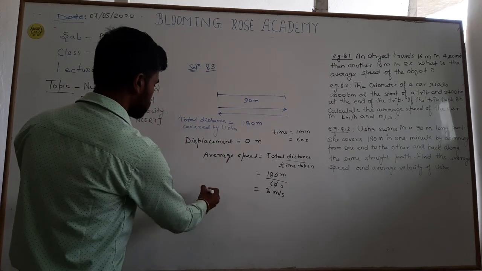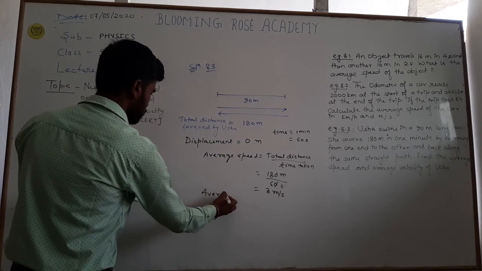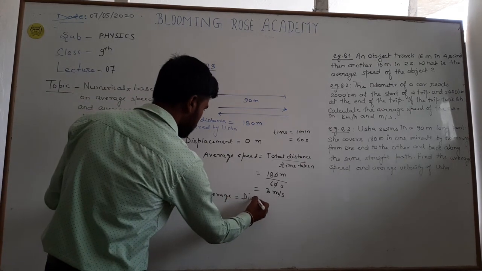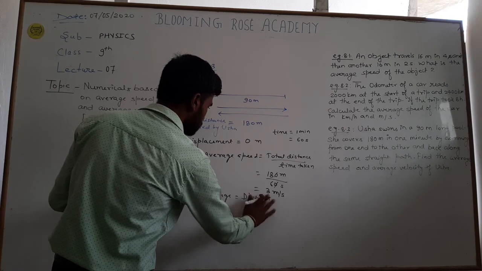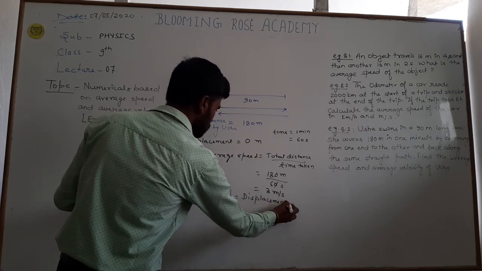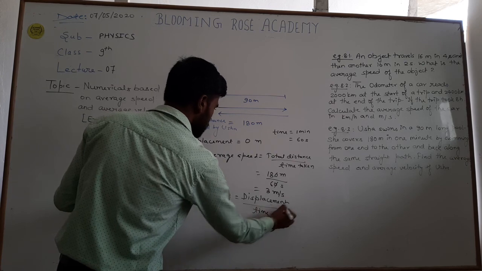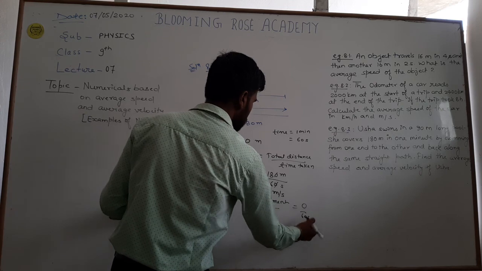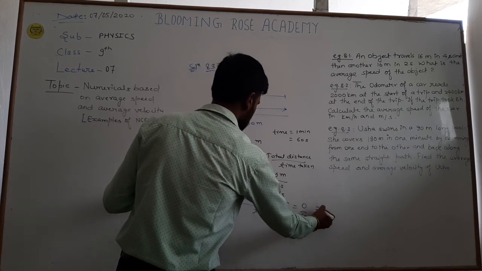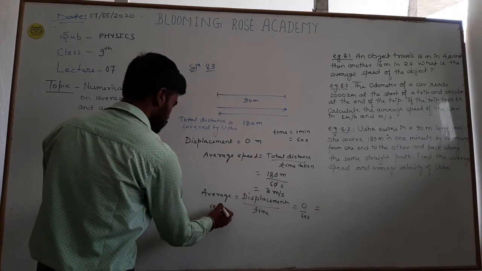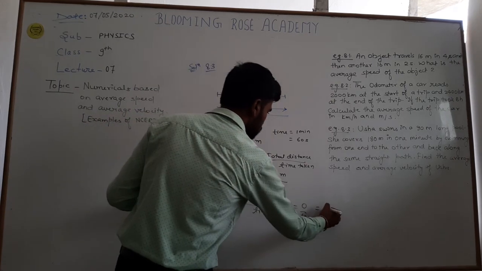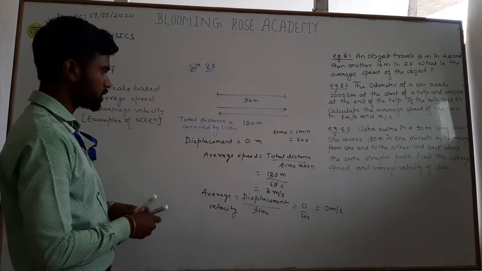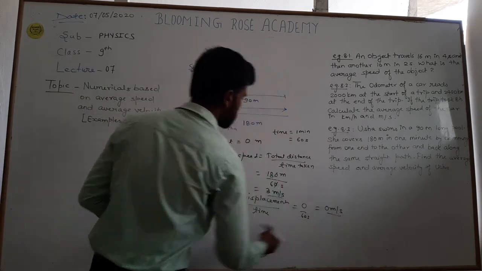But for average velocity, here, displacement upon time. Here displacement is 0 and time is 60 seconds. So here average velocity is 0 meter per second. Average velocity is 0 meter per second, while average speed is 3 meter per second.